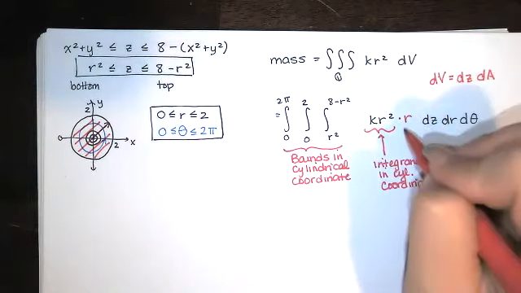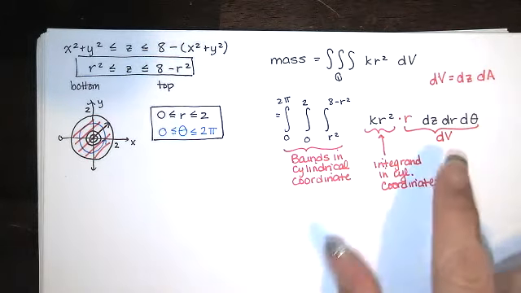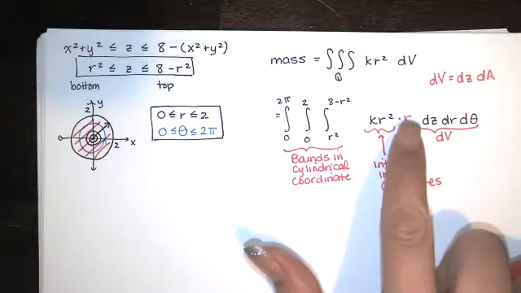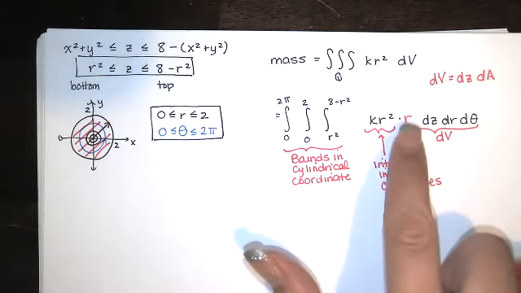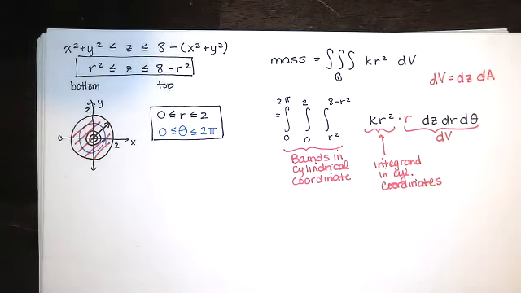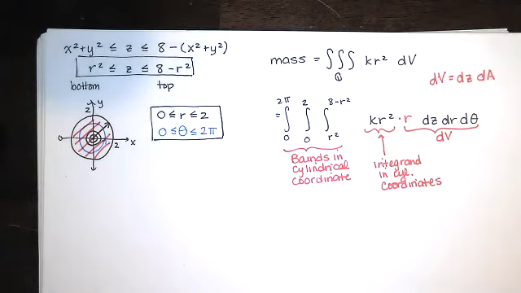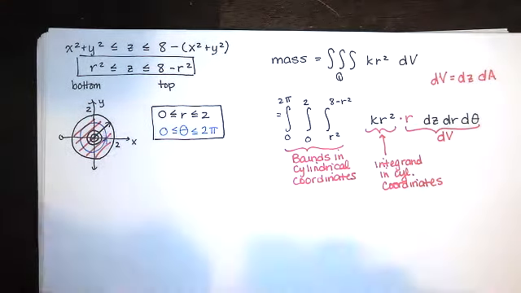That r is a part of our dV, because that's our third dimension dz, and the dA, that little area piece that we're seeing in the xy plane, is given by r dr d theta. Okay, so we've got a new dV, we've got an integrand in cylindrical coordinates, and we've got bounds in cylindrical coordinates. So that is our triple integral.